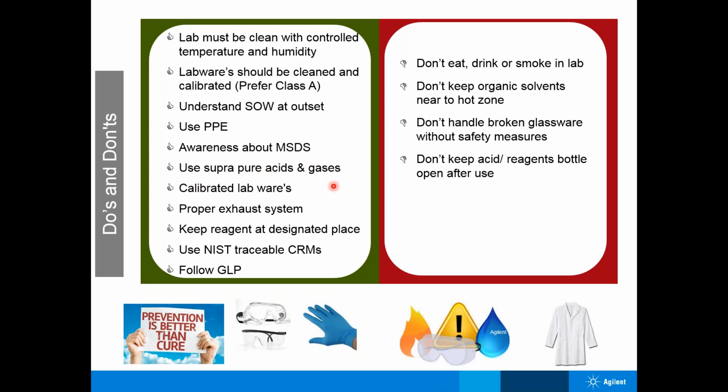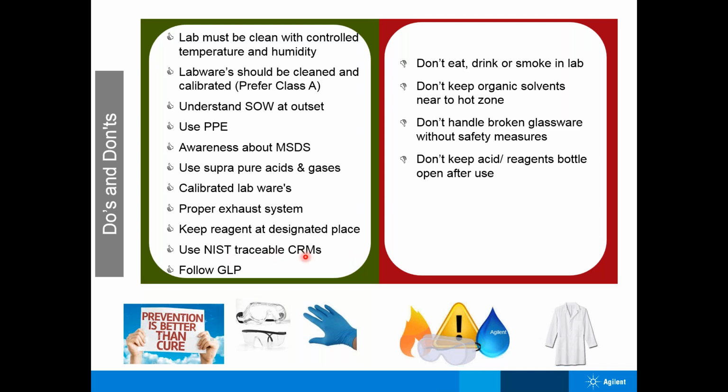Always use supra pure acids and gases. Always use calibrated labwares. In fact, the gas flow meter and mass flow controller should be calibrated. We should have a proper exhaust system, because when talking about atomic spectroscopy, we are always using mineral acids: nitric acid, hydrochloric acid or sulfuric acid. So when we are preparing our sample, there is a possibility that fumes will be generated in the lab. So I always recommend that you use a proper exhaust system. Always keep the reagents at designated places, so that once we complete the analysis, if we want to use the same reagent the next day, we will find it in its place.